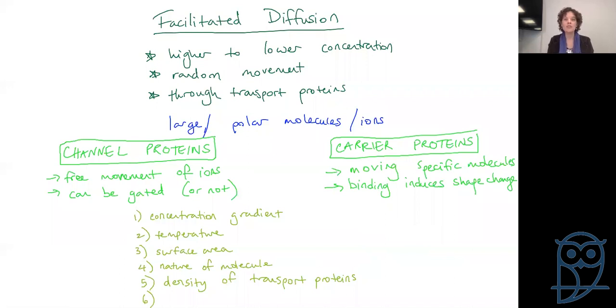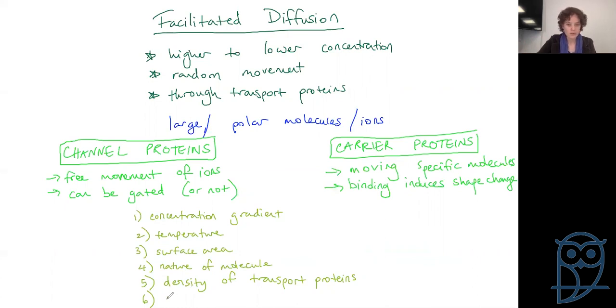and on top of that, are they available? If it's a gated channel protein, is it open or closed? If it's a carrier protein, is it already moving things and it's not available for us? So we have that same sort of limitation as we do for enzymes when it comes to carrier proteins. When all of the carrier proteins are carrying, we can't carry any faster. We can't increase that diffusion any further.